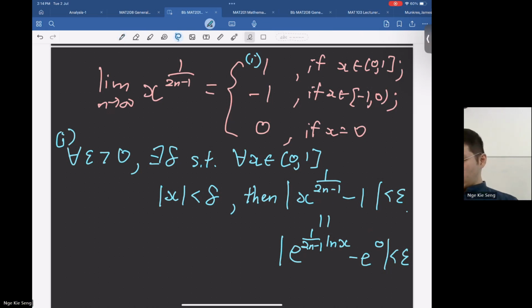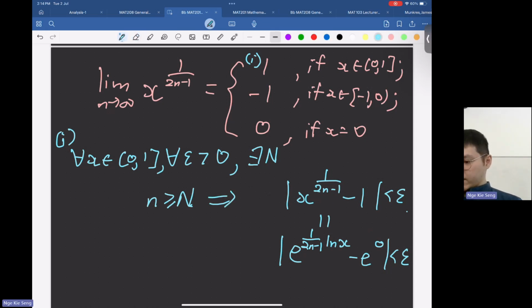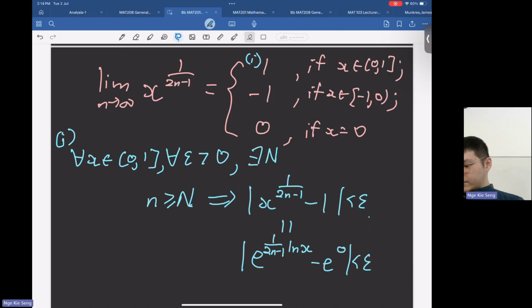Let me think. So we need to fix this one first, right? I think that's right. I'm trying to mix the continuity with this thing already. So we need to find that for every epsilon there exists an N such that for all n greater than N, this is true. Okay, I think this is right. I remember why I want to bring the delta in now: to pick this N, we need the delta.